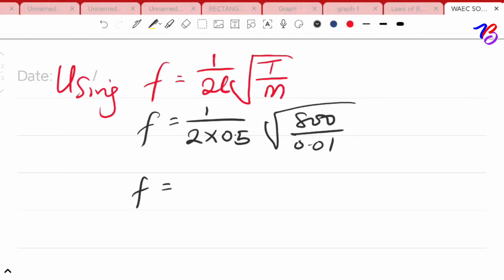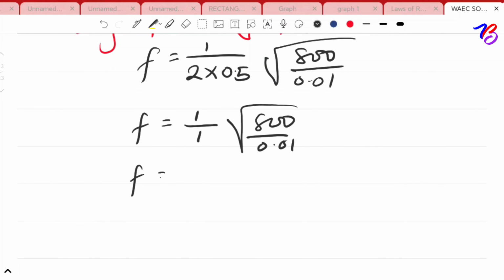Now, F is equal to 1 over 2 multiplied by 0.5, which will give us 1, right? So we're going to have 1 divided by 1. I hope you are here. So 1 over 1 multiplied by the square root of 800 over 0.01. So 1 divided by 1 is equal to 1. And 1 multiplied by the square root of 800 divided by 0.01 will still give you back the square root of 800 divided by 0.01. Is that clear? So F is equal to the square root of 80,000.